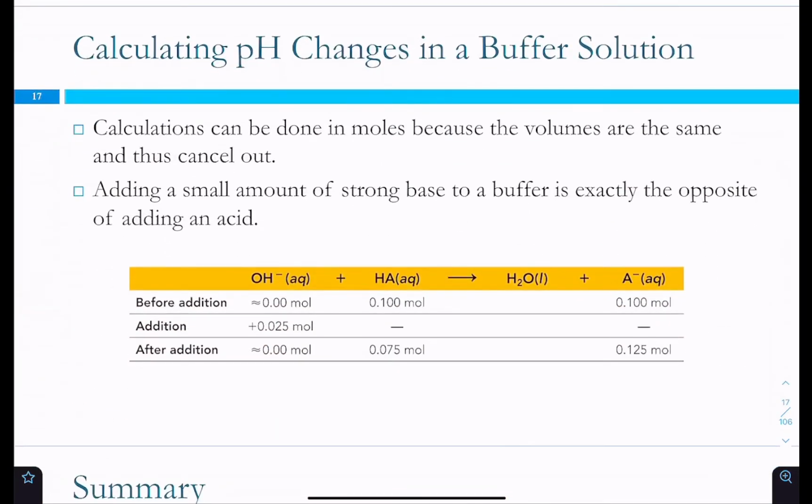So our calculations can be done in moles because the volumes are the same and thus cancel out. Here is what might be tricky and might throw you off if you're doing problems in ALEKS, although ALEKS will definitely make you do different volumes all the time. If you add a solid base to a solution, it's not going to change the volume. But as soon as you start mixing different volumes, so if you have half a liter of your buffer and you add half a liter of some concentration of base, now your concentrations have all changed. And you need to recalculate those. You need to do the stoichiometry in moles and the rest of the calculations in molarity.